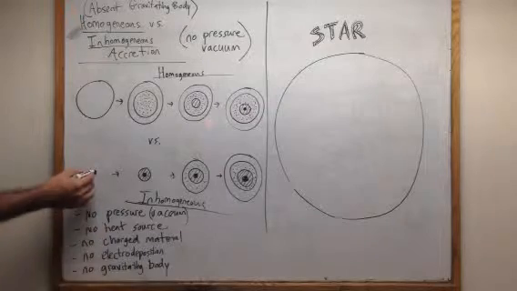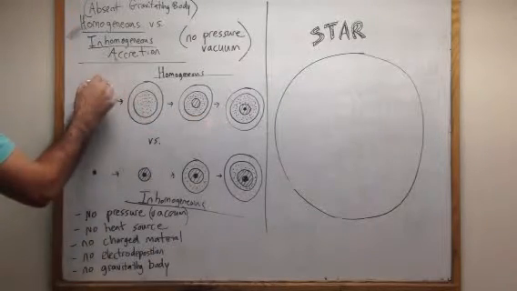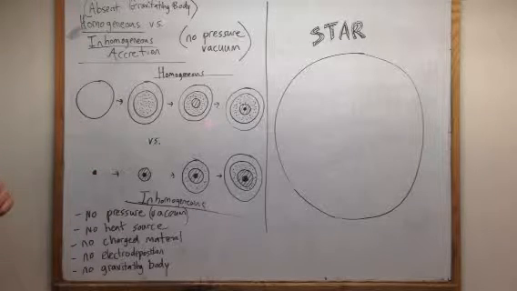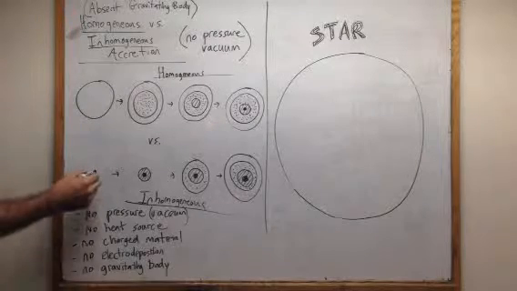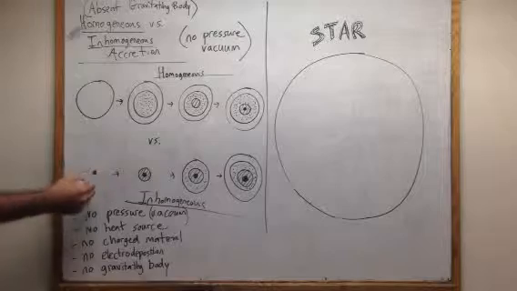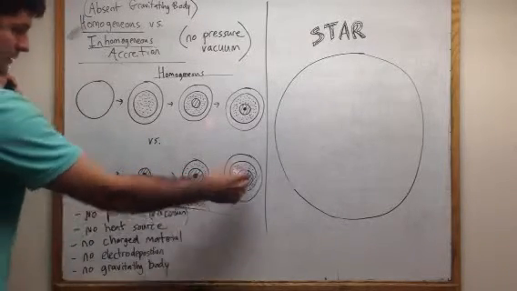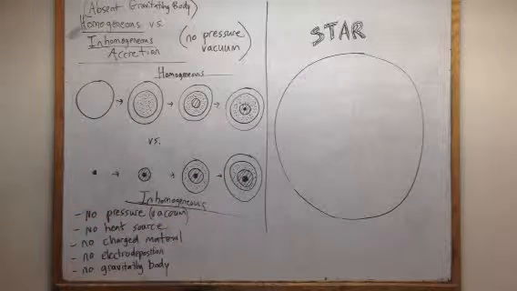Meaning it's a lot different than inhomogeneous differentiation. Meaning you don't sort it out after the object's formed. The sorting happens as it forms. So you start with a central core, which deposits first, and then you layer it. A good analogy for that would be layering a pearl.